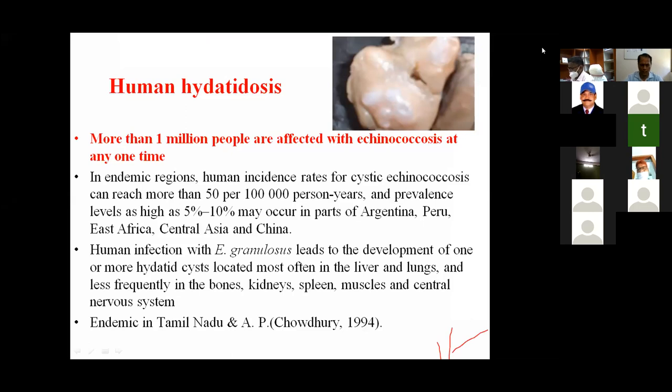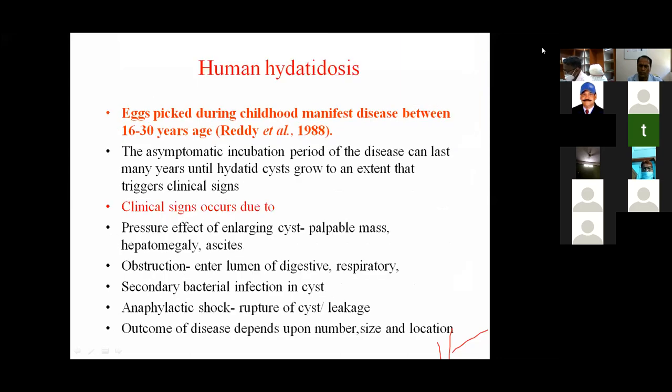Human infection with Echinococcus granulosus leads to the development of one or more hydatid cysts, located most often in the liver and lungs. But if you go to the net and look for human infection in your zone, you will find this infection. Very rarely they are found in bones, kidneys, spleen, muscles, and the central nervous system. I have observed once one hydatid cyst in the ventricles of a buffalo in one of the postmortems. And this is an endemic problem in Tamil Nadu and Andhra Pradesh in human beings. Remember that India is not away from this infection.